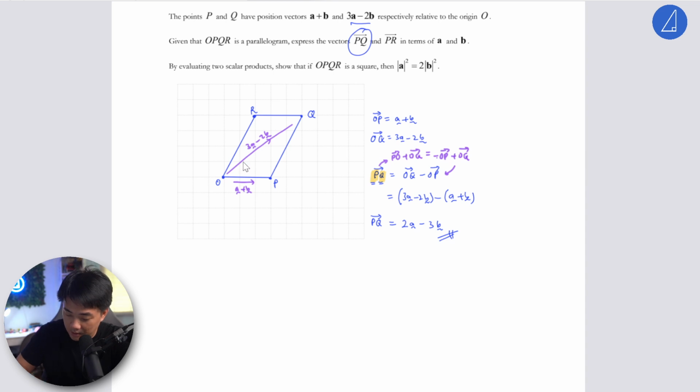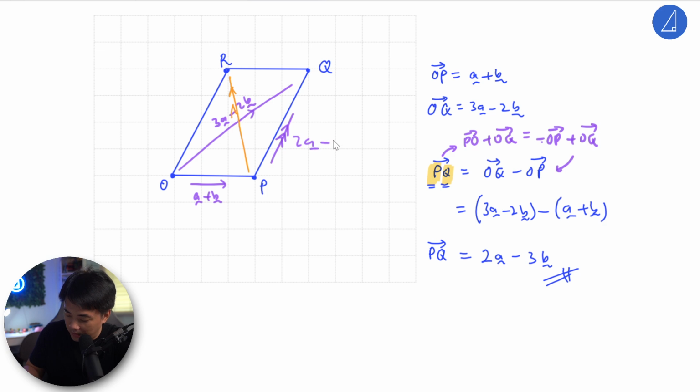PR is this guy here. PR is obviously PO plus OR. But we already found PQ. Just understand that if this is a parallelogram, meaning the opposite sides are equal vectors. This is 2a − 3b, right? This opposite side will also be 2a − 3b, not an issue.